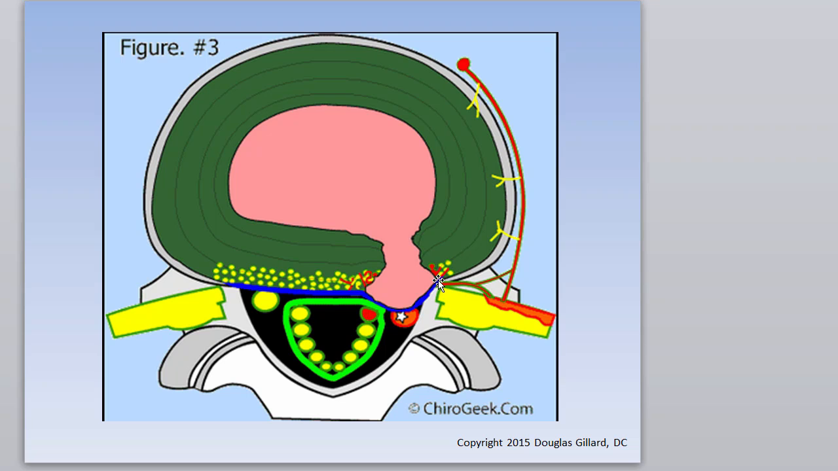Some of the local MRI centers still use that term, subligamentous herniation. I very rarely see it though in the rest of the states and in the rest of the world, but it is out there.